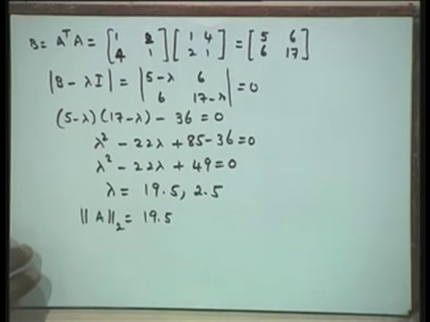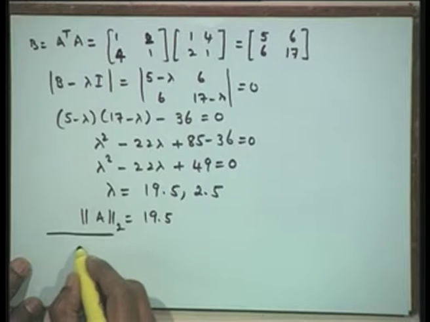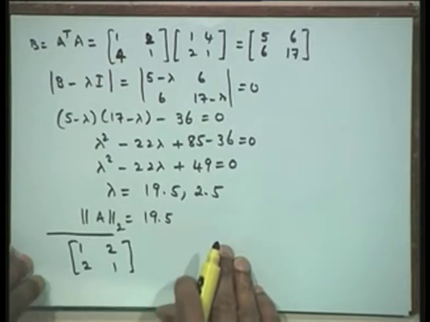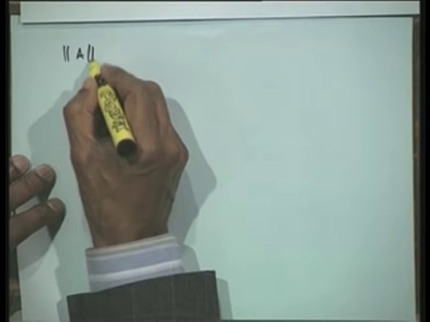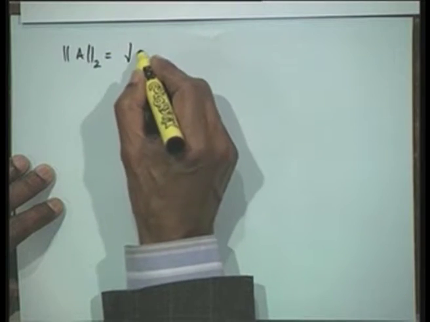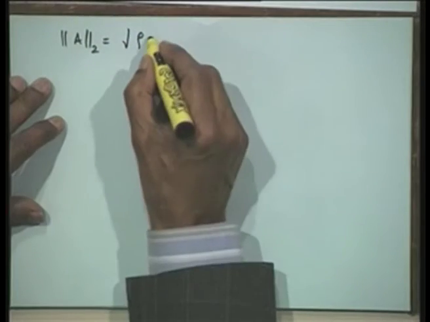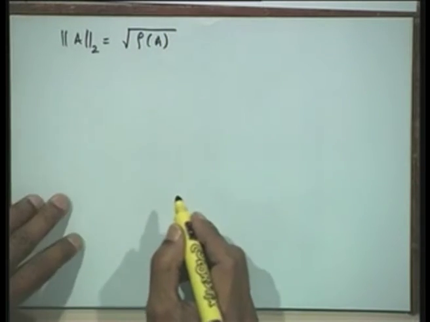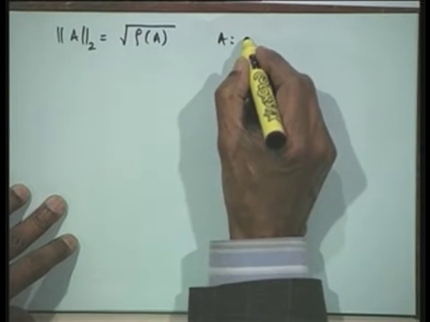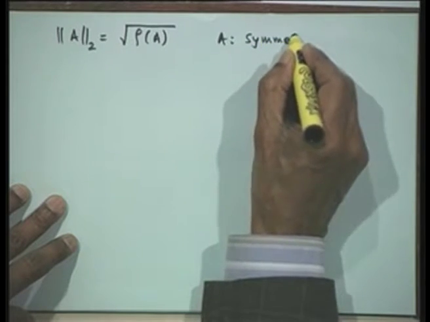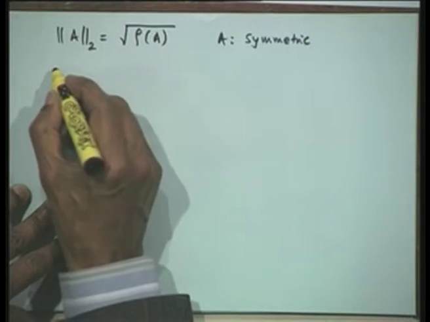For example, let us take another example, the matrix 1 2 2 1. Now, if I take this matrix, let us find out what is the norm of A 2, that is the Hilbert norm. The Hilbert norm will be simply the spectral radius of A, because A is symmetric. Therefore, I need only the eigenvalues of A.